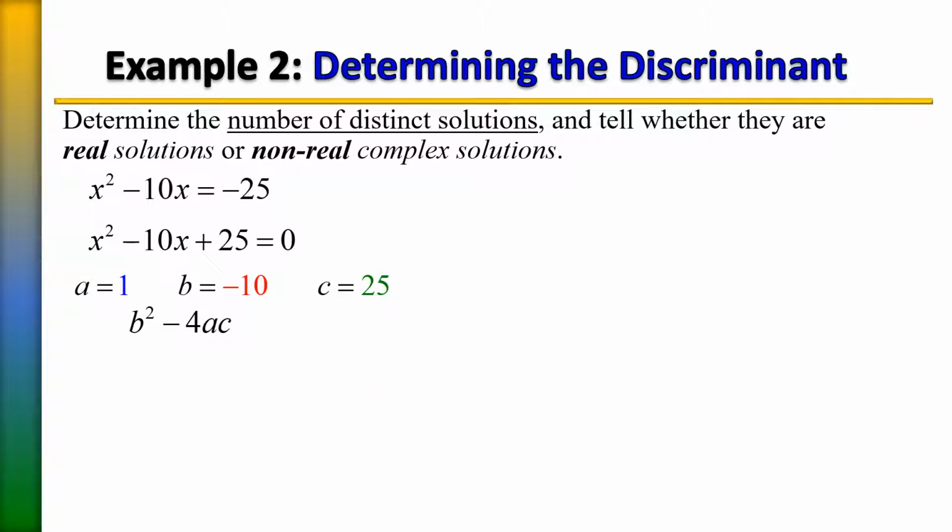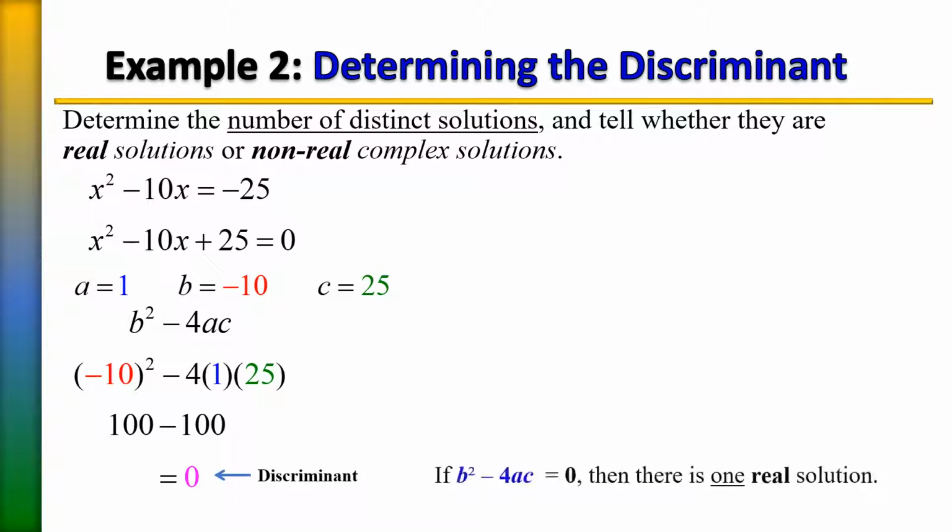We're going to go ahead and plug those into the discriminant, and we're going to do the math. And we see here we have 100, take away 100, which gives us 0. And recall that if the discriminant of b squared minus 4ac equals 0, then we have just one real solution.